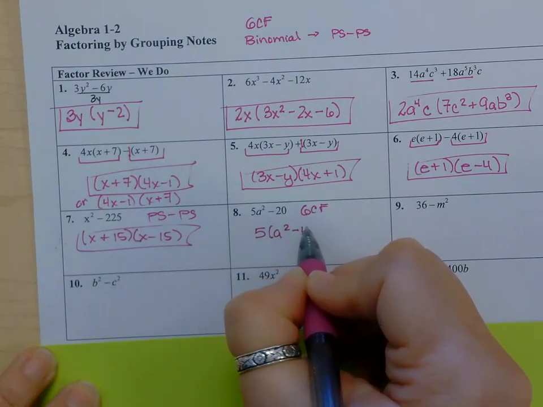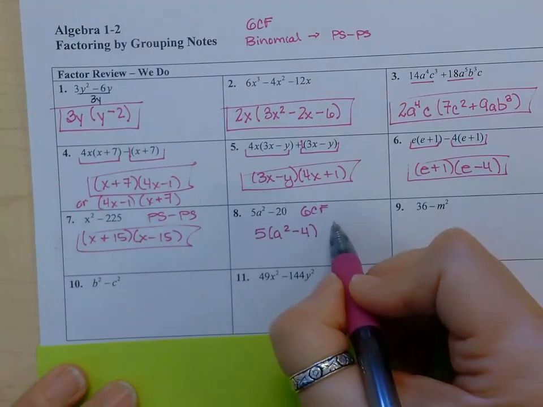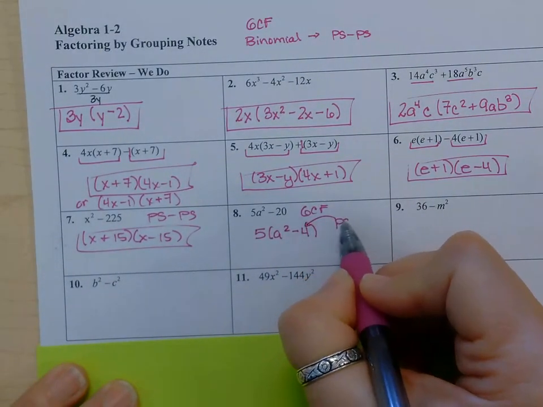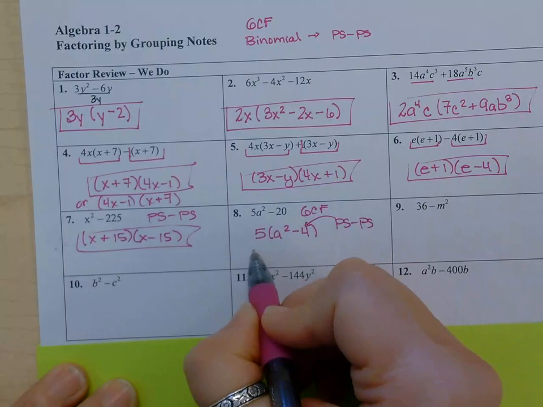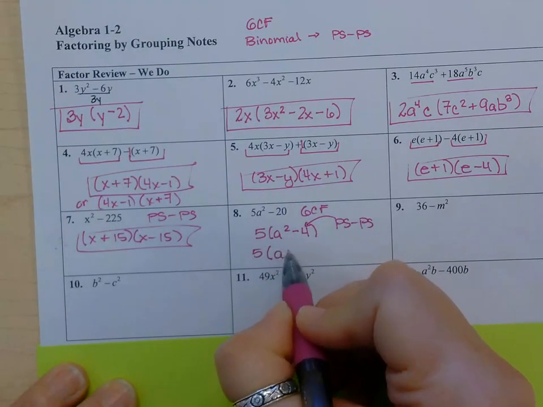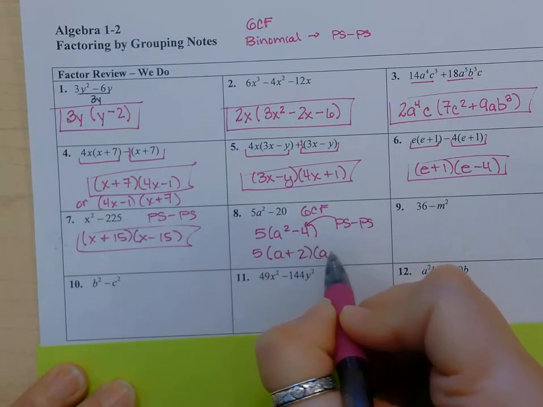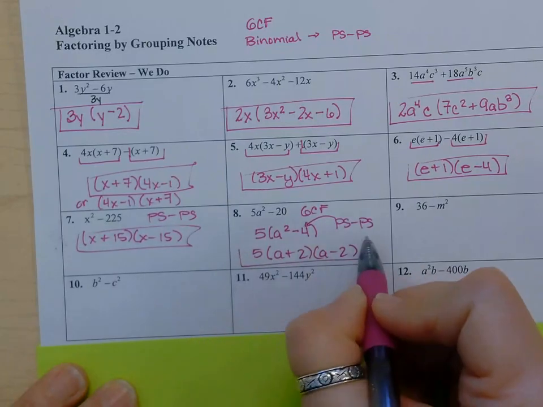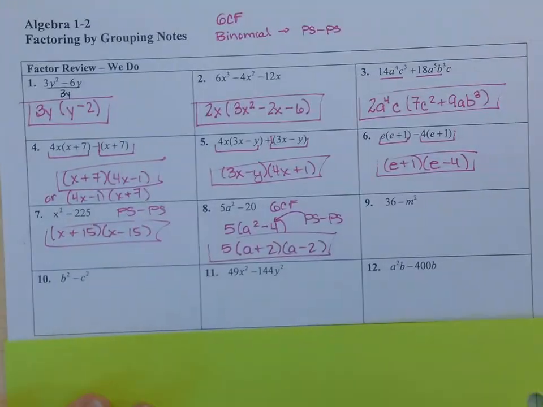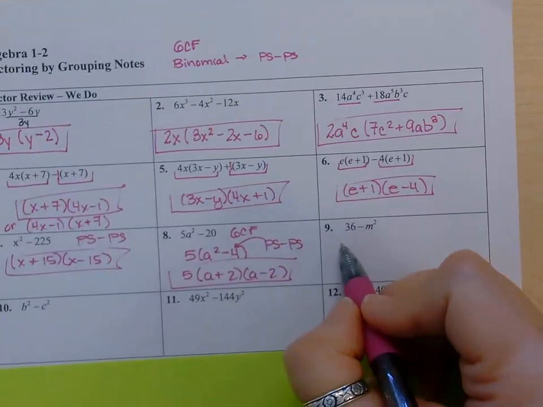If you factor out the 5, you have a squared minus 4. And this is now a perfect square minus a perfect square. So you leave the 5 out in front, and you factor the a squared minus 4 to a plus 2, a minus 2.